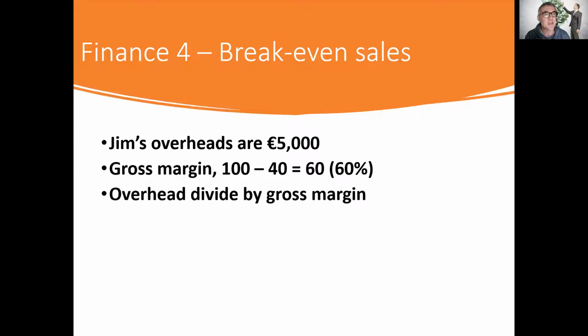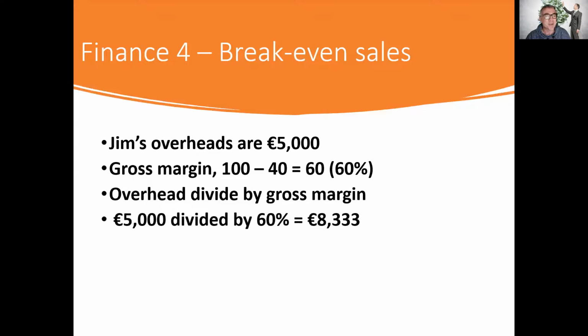How we work it out is we take our overheads and divide it by the gross margin. That's 5,000 divided by 60%, or 5,000 divided by 0.6. If you want to grab your calculator, you can work this out if you're so inclined, just to see that it works. You take 5,000 divided by 0.6, you should get 8,333. Okay, I'm going to round that up to 8,400. That means that if Jim's sales are 8,400, he can pay all his supplier costs, all his timber and all his parts, and he can pay his 5,000 overheads.